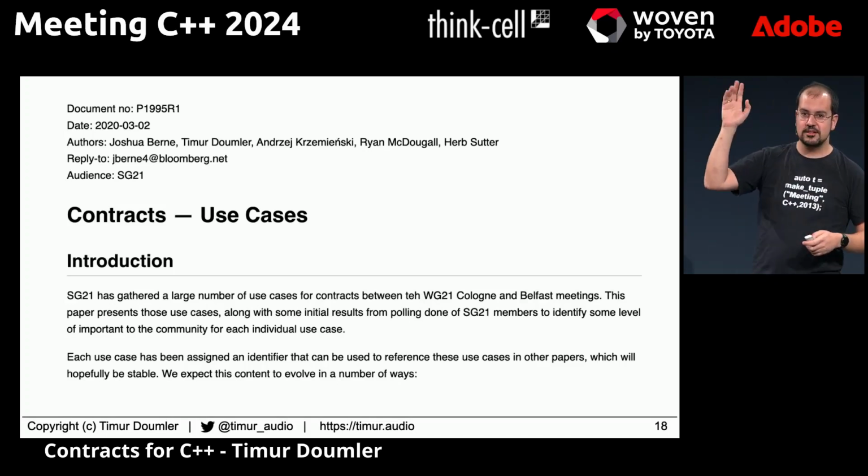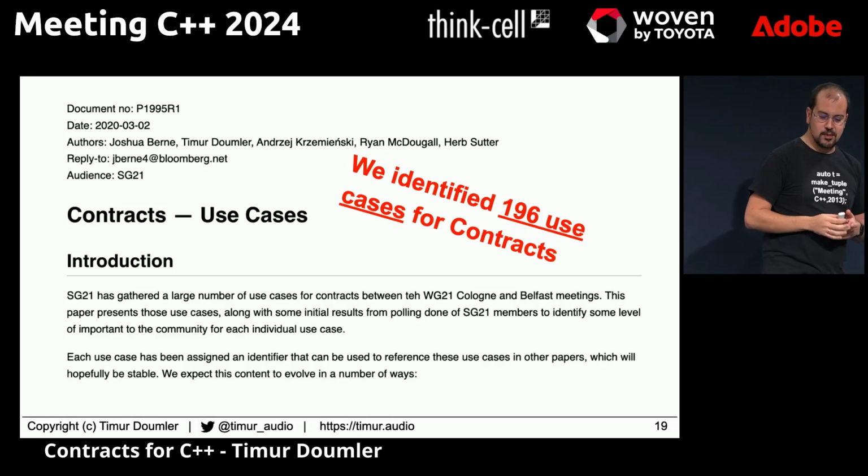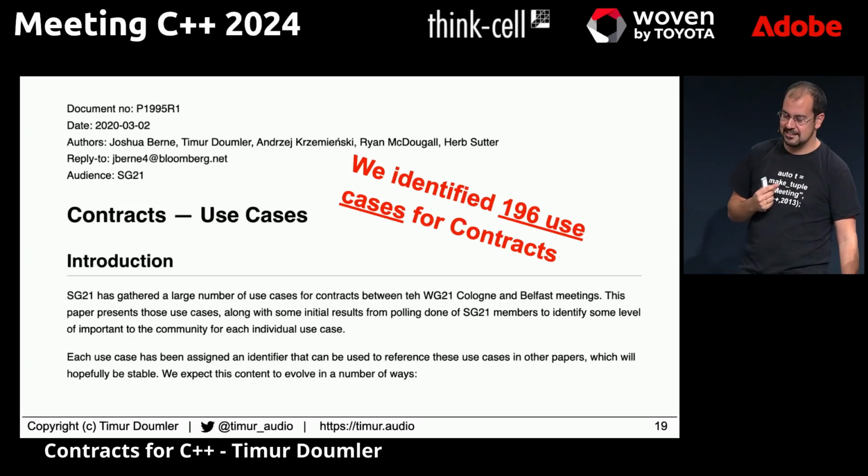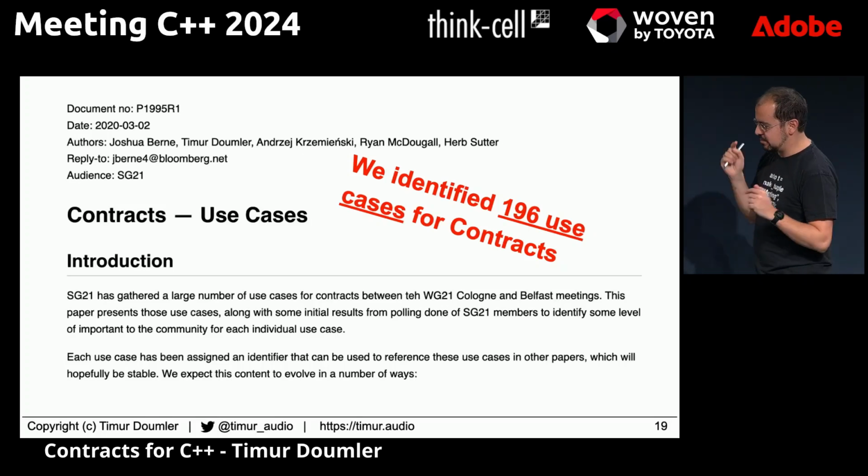10. Any more? 15. OK. 196. And the paper lists them all. So a lot of them are very specific. That's why the number is so high.